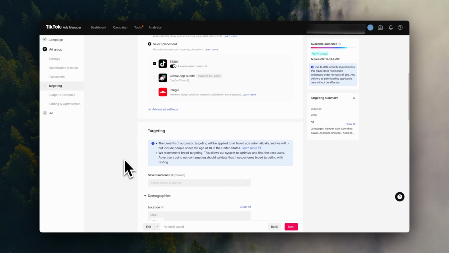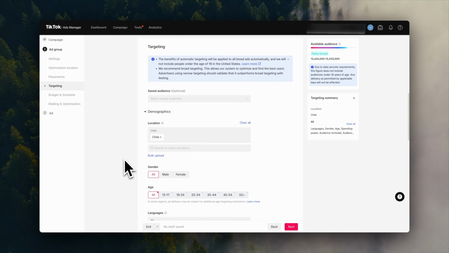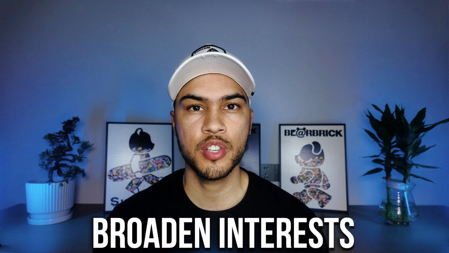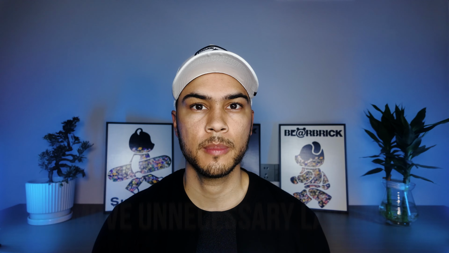Audience too narrow. If you stack too many interests or narrow demographics heavily, the audience pool shrinks. Small audience equals limited auction opportunities. To fix this, broaden interests, test broad targeting, and remove unnecessary layering. TikTok performs well with wide targeting.